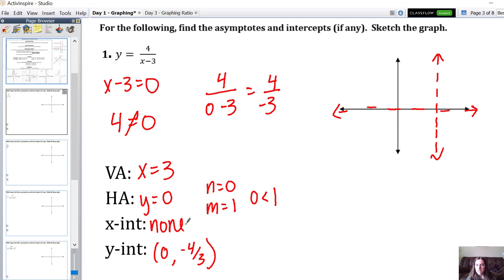So we can plot our horizontal asymptote at y equal to 0. We don't have any x-intercepts, nothing to plot there. We have a y-intercept at 0, -4/3, so we're just going to go down a little bit. Again, these aren't going to be perfect. It's just a rough sketch of what's kind of going on here.